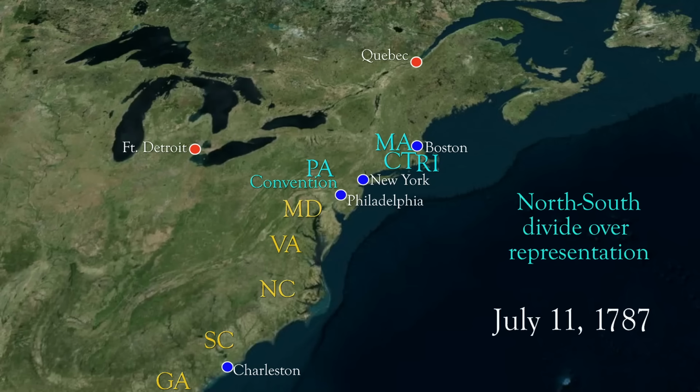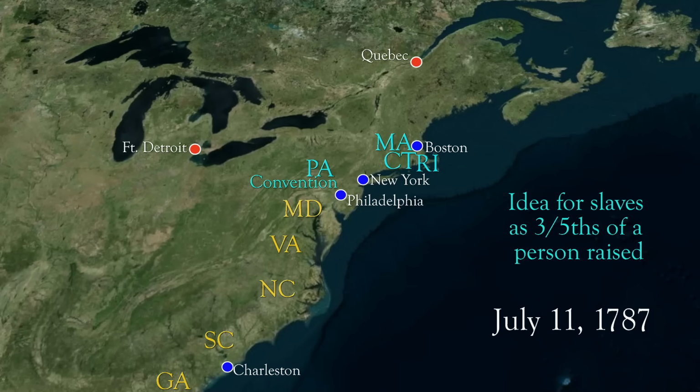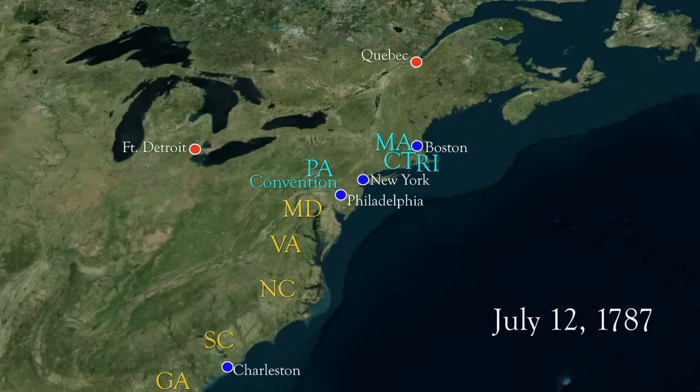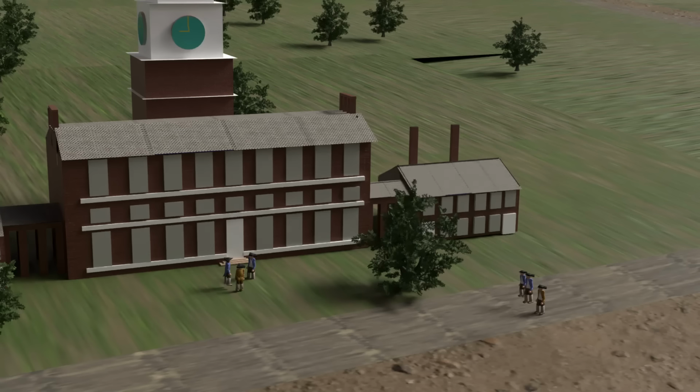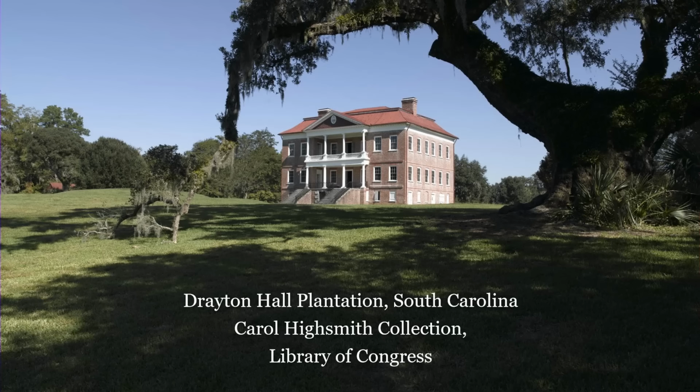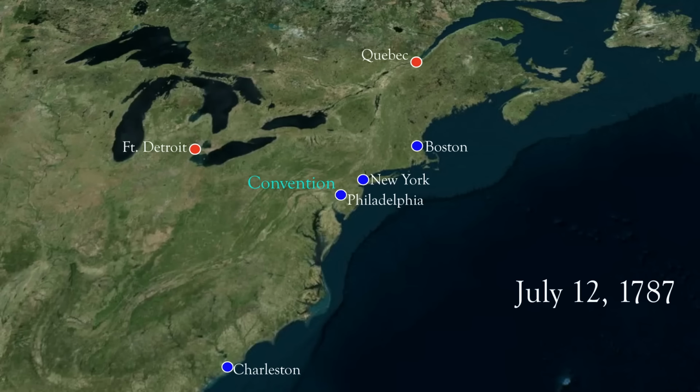The next day, July 11th, delegates float the idea of counting slaves as 3/5 of a person as a compromise between North and South. And on the next day, July 12th, a compromise is reached. Slaves will count as 3/5 of a person in congressional representation, and a census will be conducted every 10 years to recalibrate representation. While the convention is debating a new government in Philadelphia, Congress is in session in New York City.